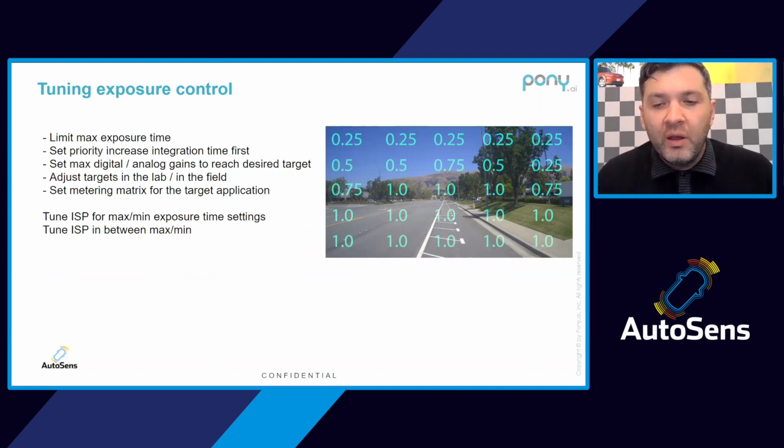Also, we should adjust the target of the exposure for each zone, and also set the metrics for metering to set which area is important for us and which is less important. And then when the exposure control is properly tuned in the field and in the lab, we apply different ISP settings for each pair of gain and exposure control.